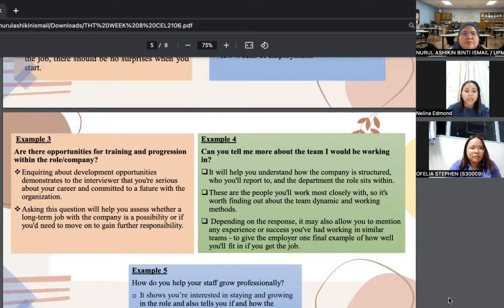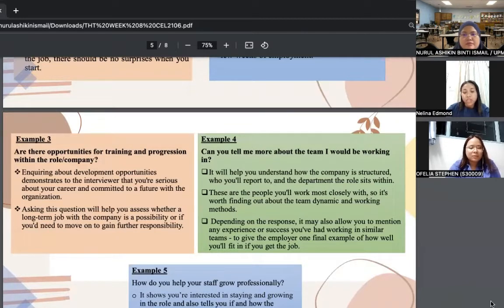So moving on to the third example that I have chosen, are there opportunities for training and progression within the role or company? By inquiring about development opportunities, you demonstrate to the interviewer that you are serious about your career and committed to a future with the organization. And asking this question will also help you to assess whether a long-term job with the company is a possibility, or if you would need to move on to gain further responsibility.